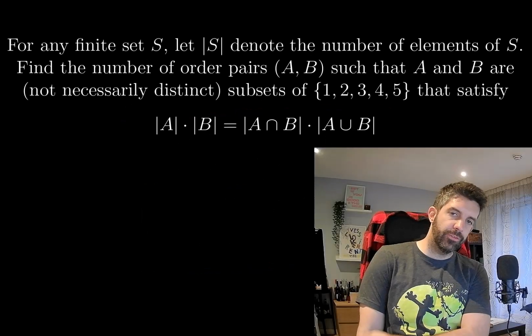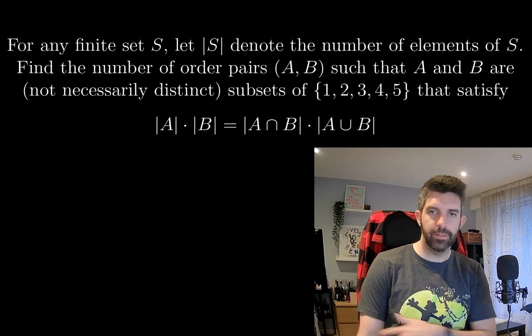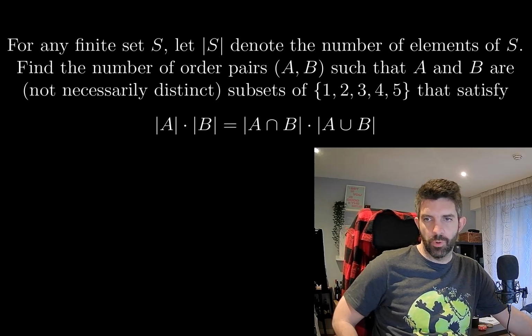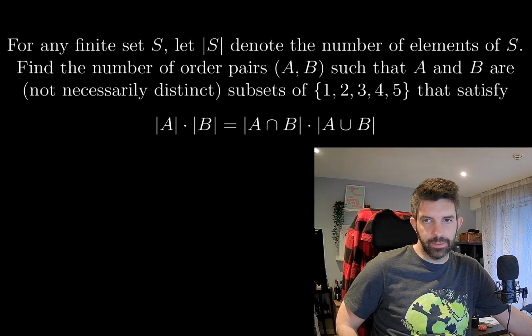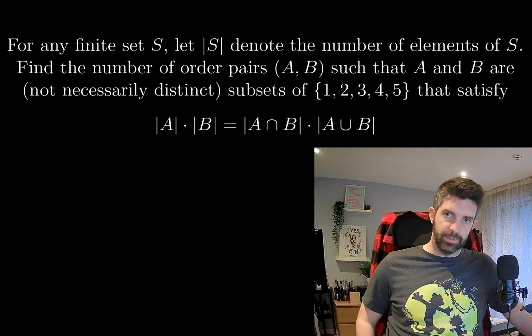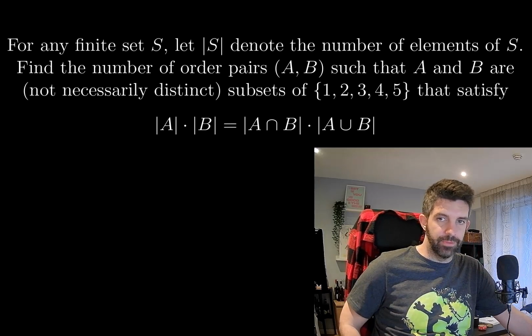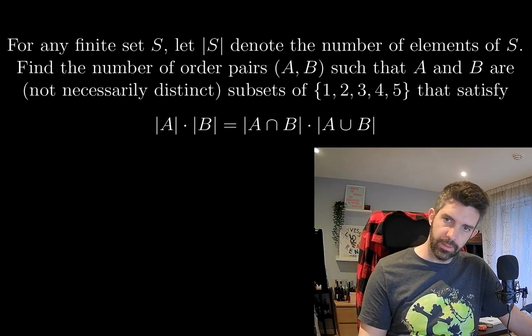For any finite set S, let cardinality S denote the number of elements in S. Find the number of ordered pairs A and B such that A and B are not necessarily distinct subsets of {1, 2, 3, 4, 5} that satisfy cardinality of A times cardinality of B is equal to the cardinality of the intersection of A and B times the cardinality of the union of A and B. Interesting.